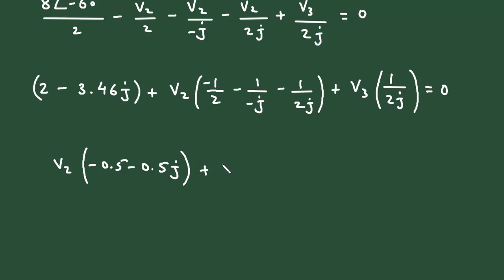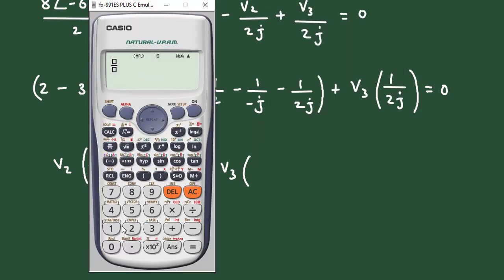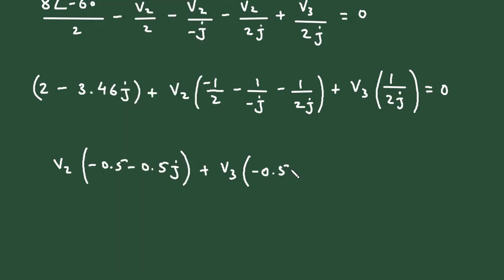Then next plus V3 in bracket 1 upon 2 into J, minus 0.5 J, minus 0.5 J is equal to, now if we take this on right side, so it will be minus 2 and this will be plus 3.46 J. So let's assume this as equation number 1.